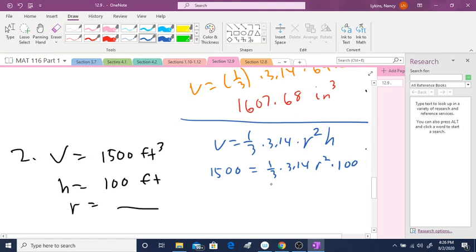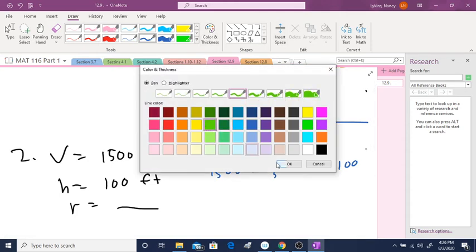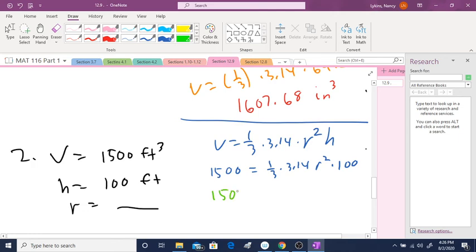So now what I'm going to do is I'm going to take your 1500, and then I'm going to take your 3.14 multiplied by 100 to get 314. I'm going to put it over 3, and just as in my previous examples up above, I'm going to flip the fraction now.